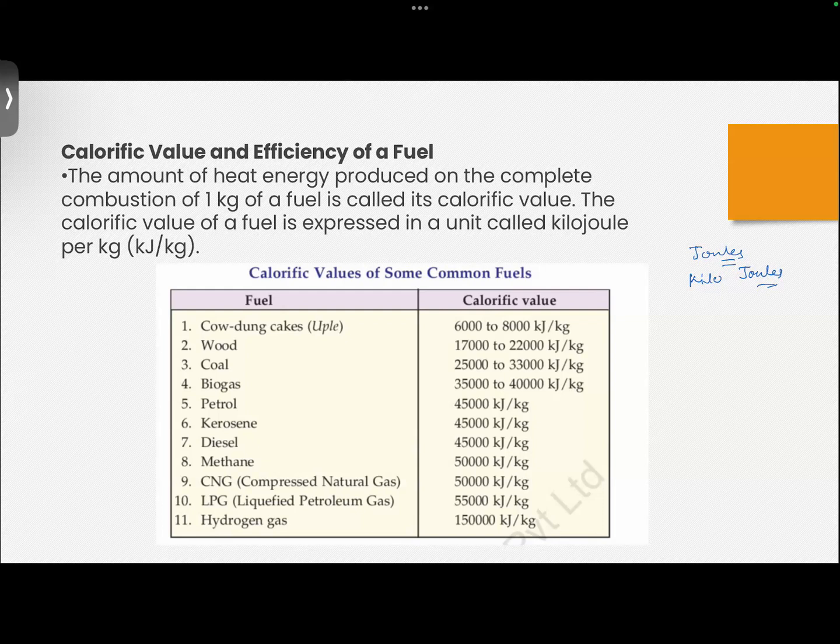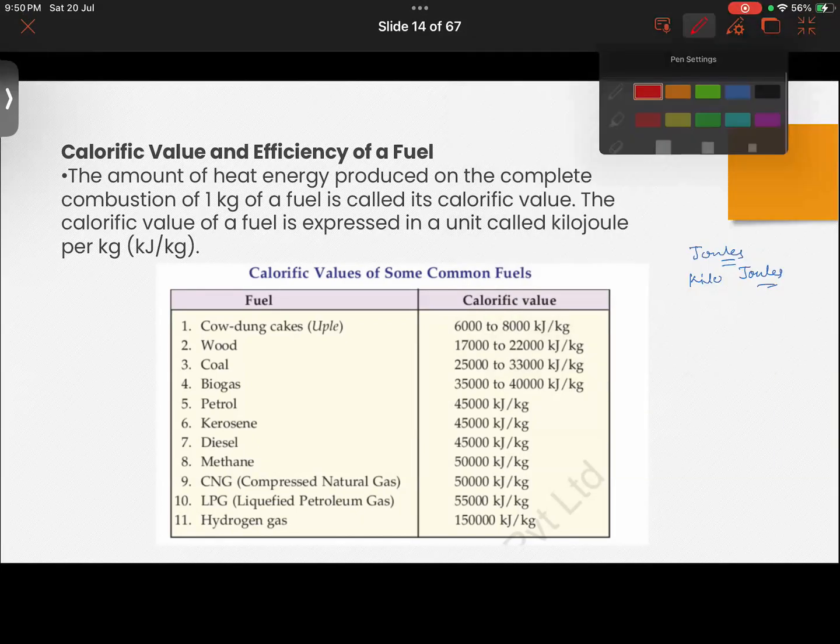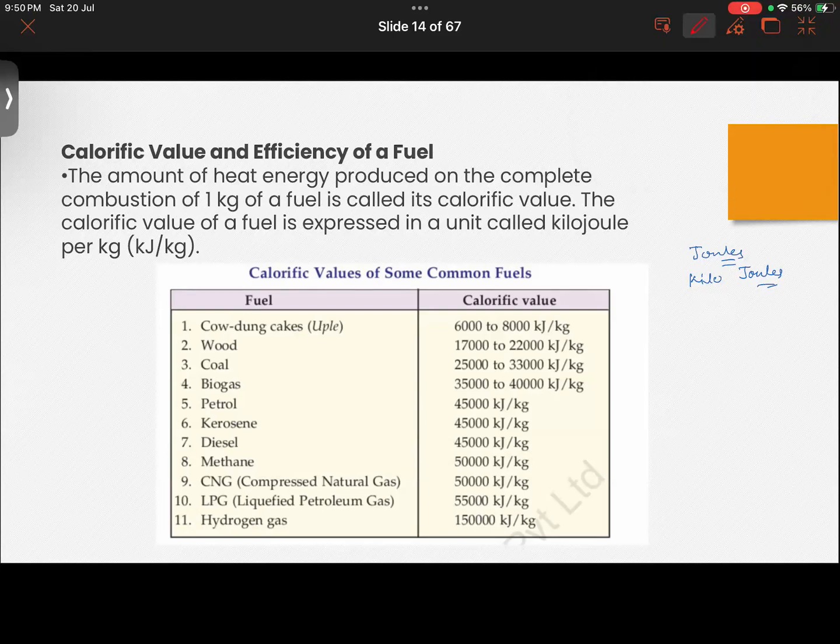Yes, sir. We were learning about calorific value in the previous class, and we also learned how to find the calorific value. If you have a given mass of fuel, you can calculate its calorific value. So we learned about that. Hope my screen is properly visible to you.